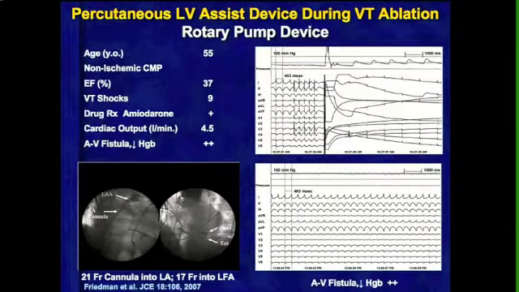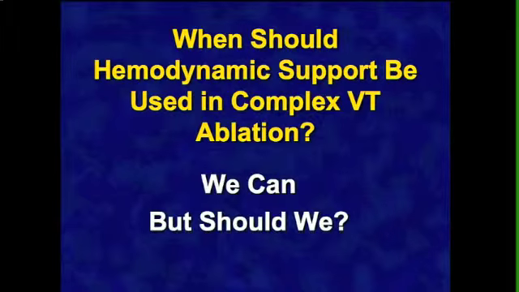And you can see that we had VT, and we had no pressure whatsoever. We put in the TandemHeart system, and that's a huge catheter. If you look at that, 21 French cannula into the left atrium, 17 French to the left femoral artery. And Paul and Sam did this, and it was fairly interesting. At the end of the day, we had hemodynamic support, fairly good mean blood pressure, and we were able to deal with that one. So we can, but should we?